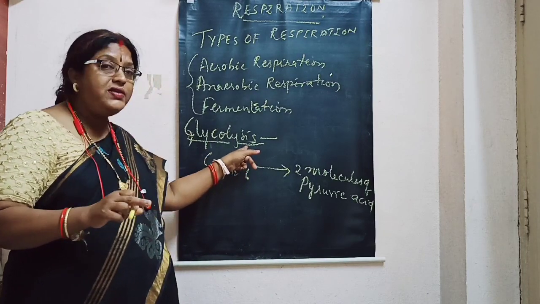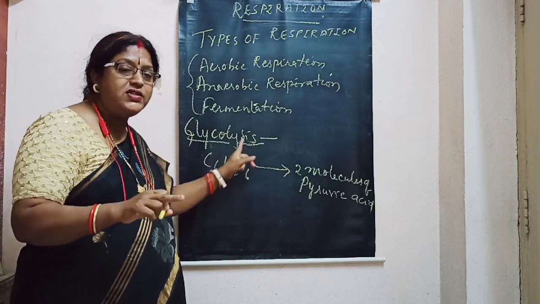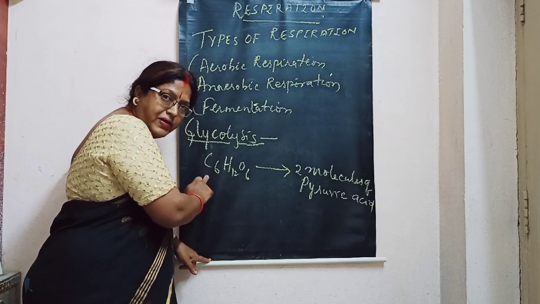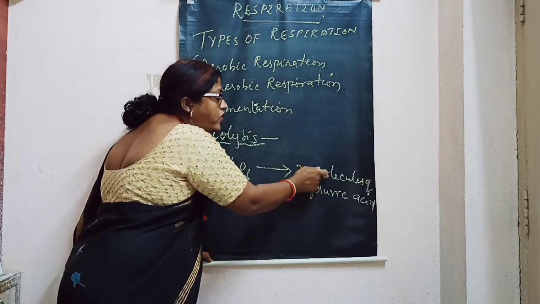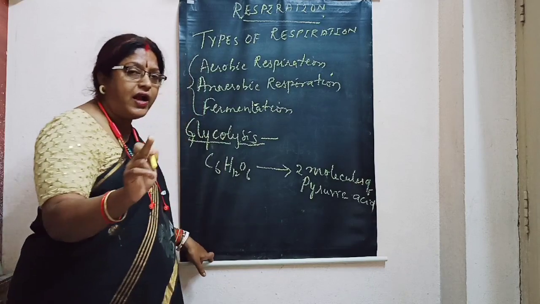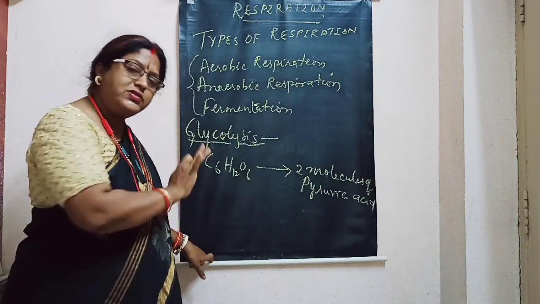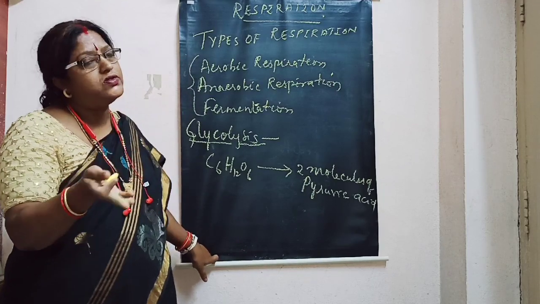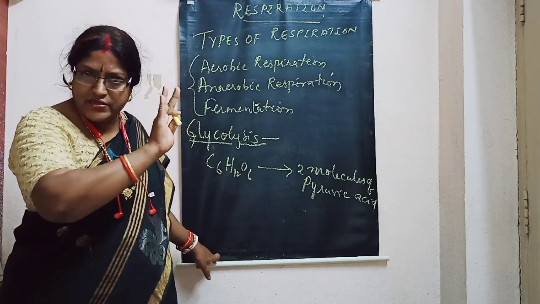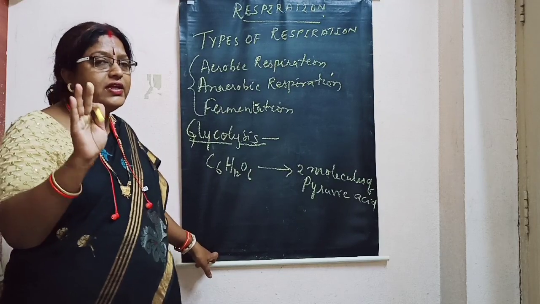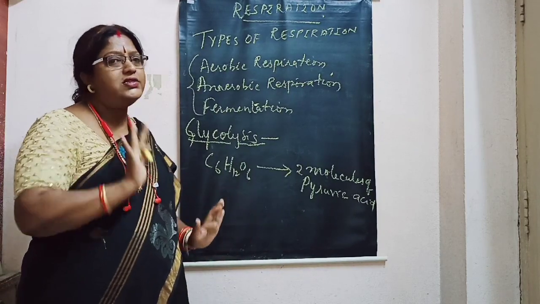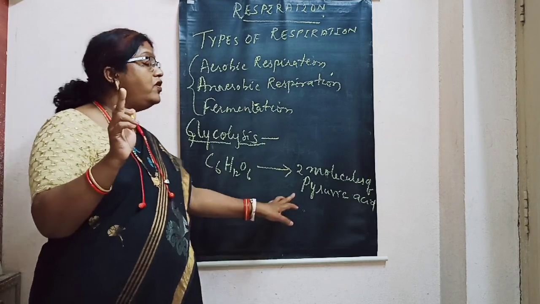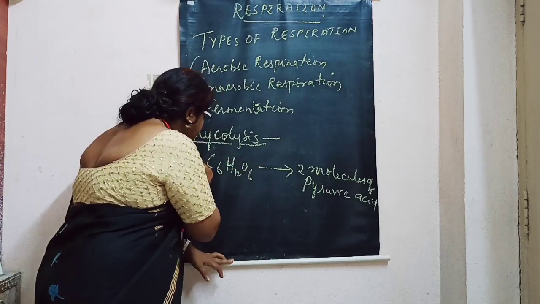So what happens in the first stage of glycolysis? One molecule of glucose with 6 carbon atoms is converted to 2 molecules of pyruvic acid with 3 carbon atoms each. This first stage takes place in the presence or absence of oxygen. Carbon dioxide is not produced, very little energy is released. This is what is called glycolysis.